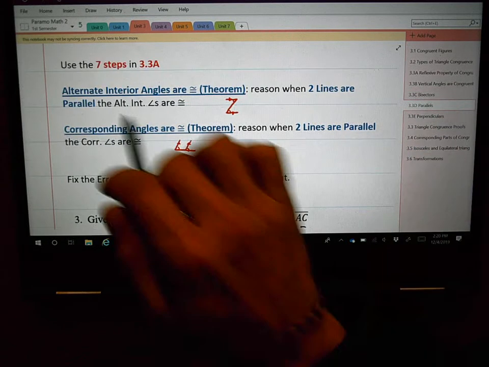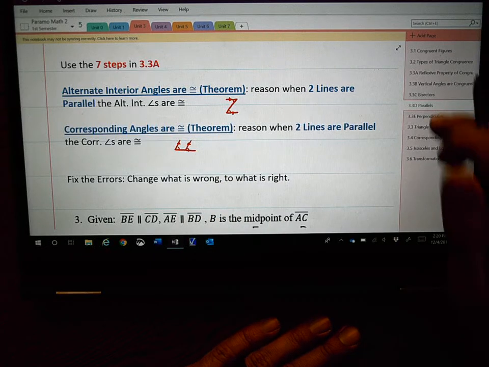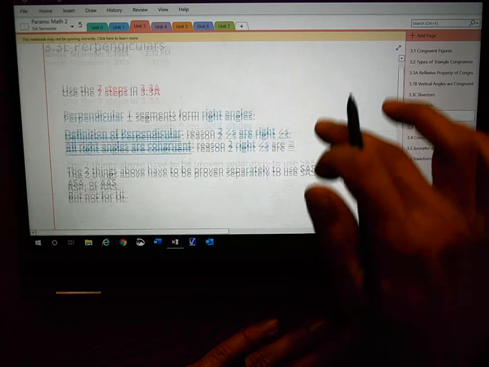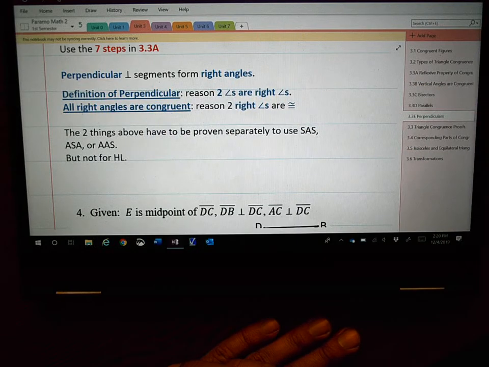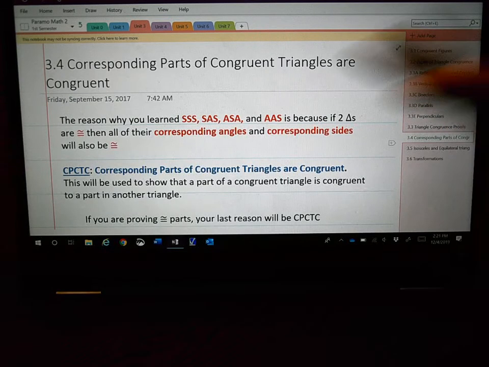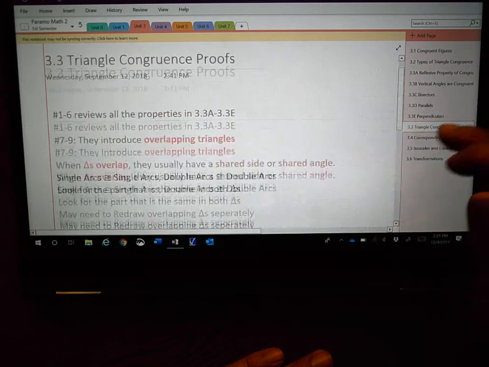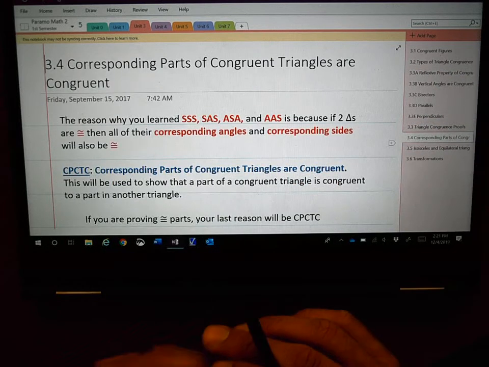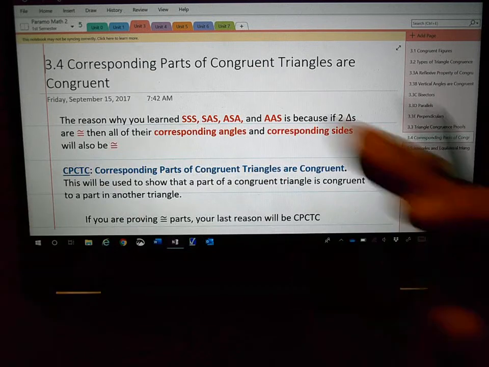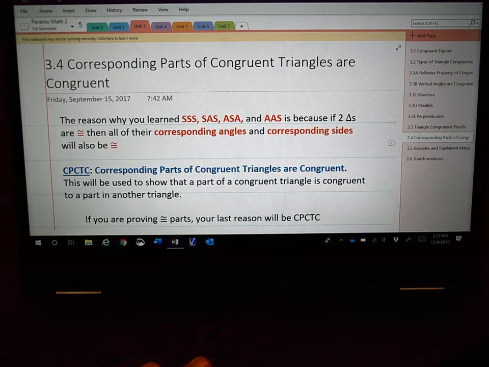We even used the alternate interiors and corresponding angles. There's the Z and the F again. We even used perpendiculars for HL when we were working on that. And the whole reason we learned all of that information was so that we could prove that one triangle was congruent. All of this was all about proving triangles congruent to each other.